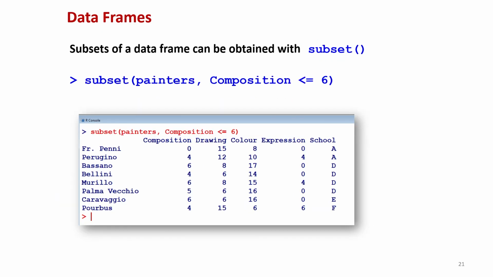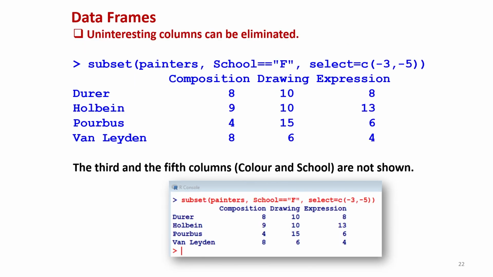Similarly, if you want to find out the subset from this painters data set where the composition is less than equal to 6, you can see that I am using the command subset, then painters, composition less than equal to 6, and you can see all the values of composition are less than equal to 6, and this is the required data set. So you can see that without affecting or disturbing the original data set, you can find out the subset of the data set. And similarly, if you want to ignore some of the columns, then it is also possible.